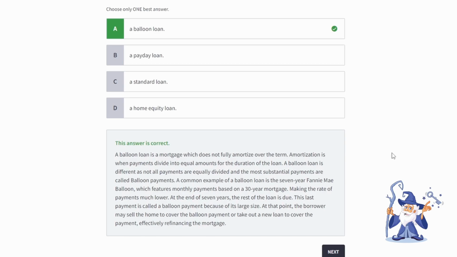A common example of a balloon loan is the 7-year Fannie Mae balloon, which features monthly payments based on a 30-year mortgage, making the rate payments much lower. But at the end of the 7 years, the rest of the loan is due. This last payment is called the balloon payment because of its size. At that point, the borrower may sell the home to cover the balloon payment or take out a new loan to cover the payment, effectively refinancing the mortgage.